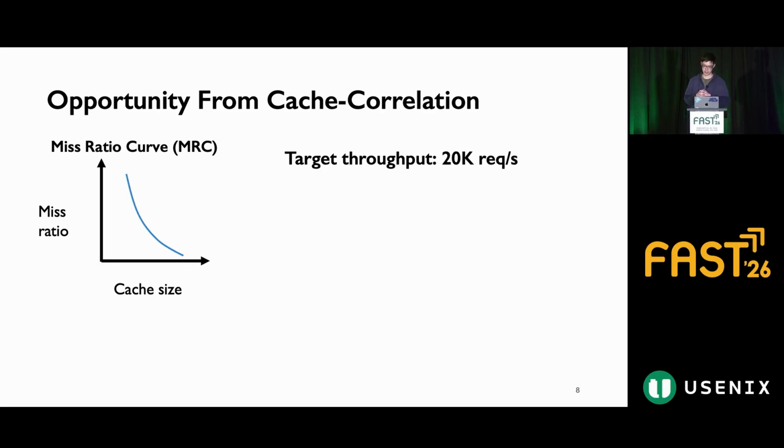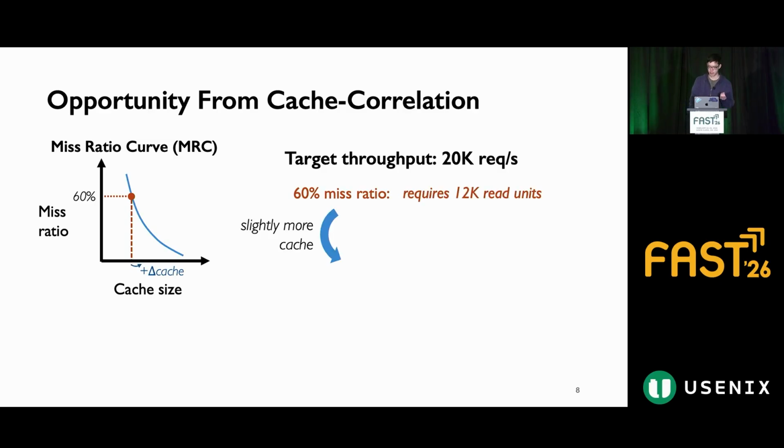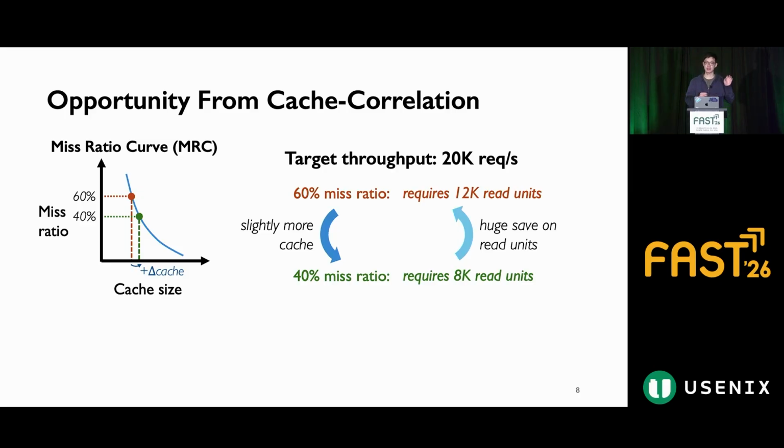Cache not only brings challenges, it also brings opportunity. So consider we have a cache miss ratio curve shown on the left, which shows how the miss ratio changes with different cache sizes. Suppose we want a target throughput of 20K requests per second, and with a 60% miss ratio, we will require 12K read units. Now we give it slightly more cache, such that its miss ratio drops to 40%. Now we only require 8K read units per second, which is a huge saving. So this is an example showing that slightly more cache can bring us a good saving on the other cache-correlated resources, but the problem is, how are we going to get this slightly more cache?